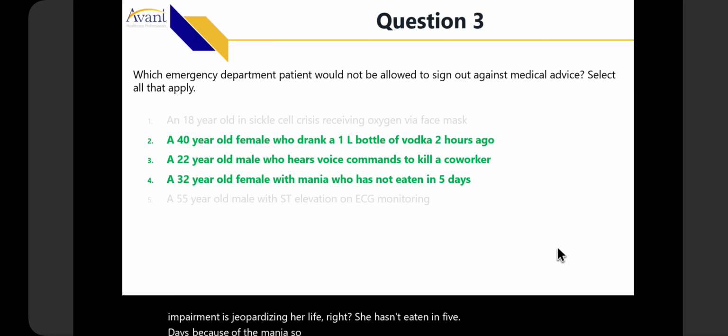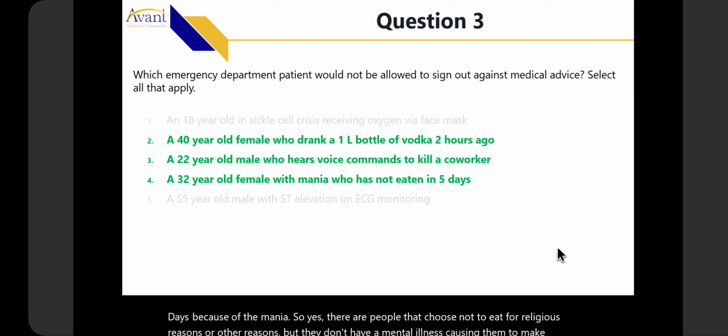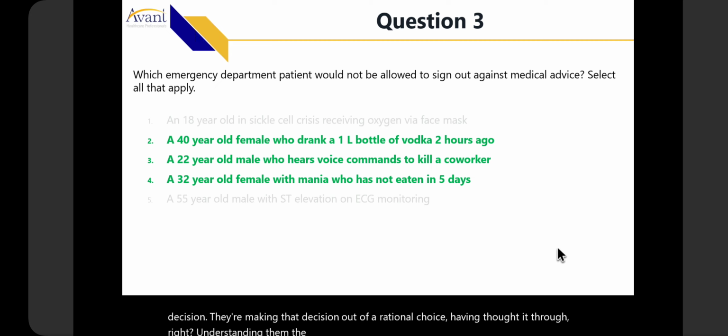So yes, there are people that choose not to eat for religious reasons or other reasons, but they don't have a mental illness causing them to make that decision. They're making that decision out of a rational choice, having thought it through, right? Understanding the implications and making sure they have the proper medical support, etc. But a person with mania isn't thinking about that, right? They're just off in their own world and they're not eating because of the mania, right?